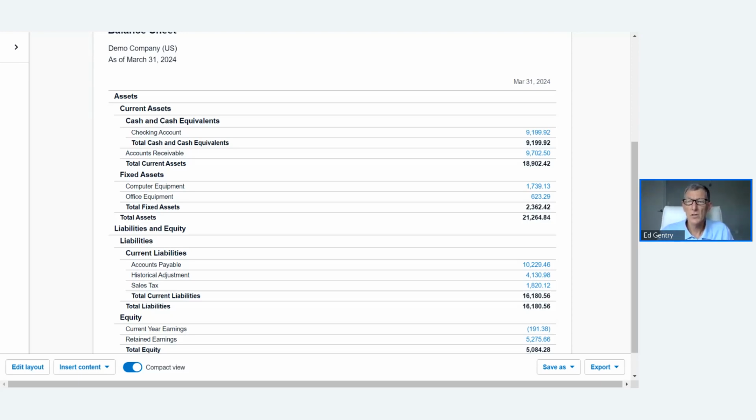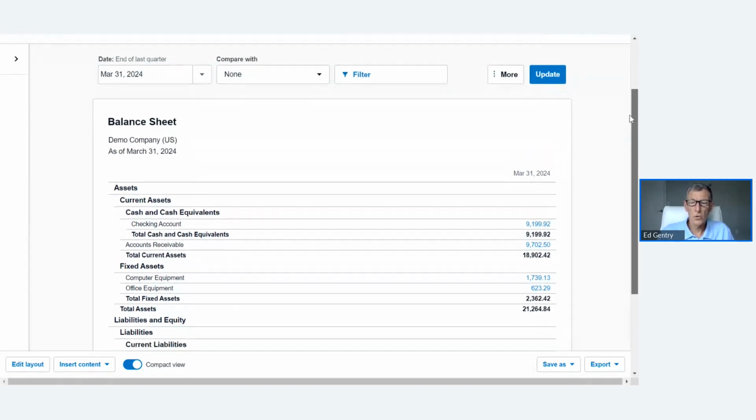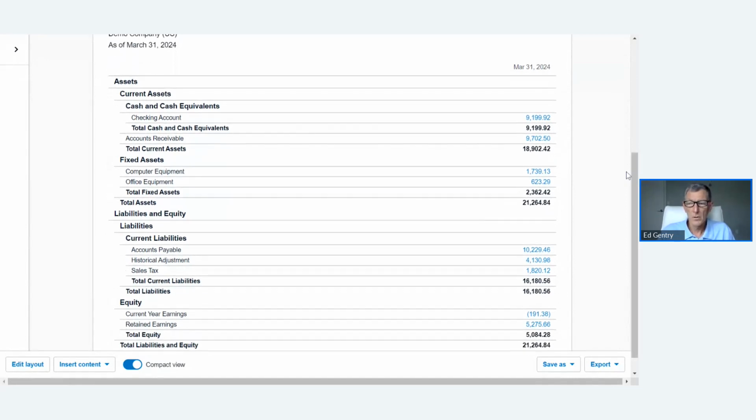So let's take a look at the balance sheet, and we'll go over some of the key components of it. So this is a sample of a balance sheet for a demo company for the first quarter of 2024. And it doesn't have all the components, but it'll give you a good idea. So let's start with the assets. And assets can be broken into three areas: your current assets, your non-current or long-term assets, and fixed assets.